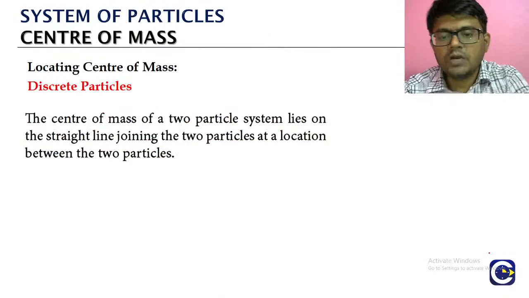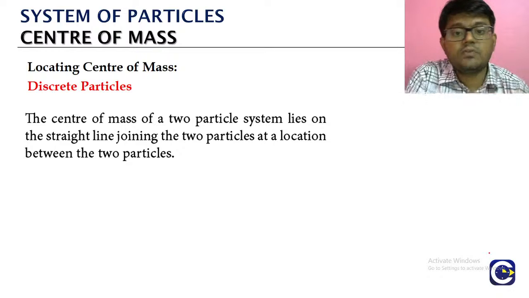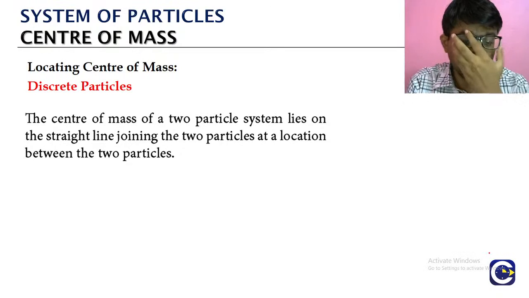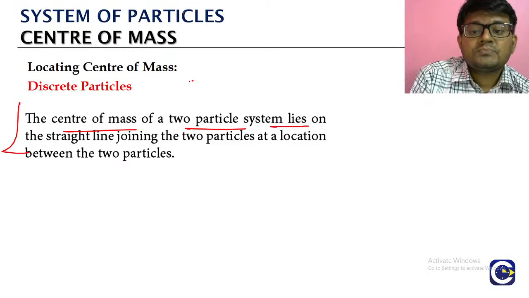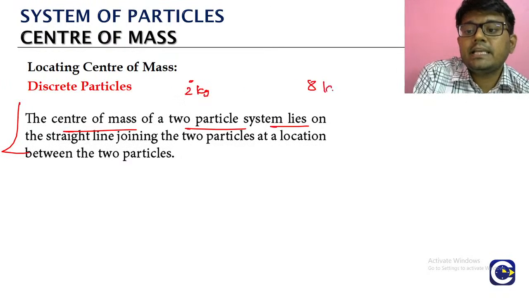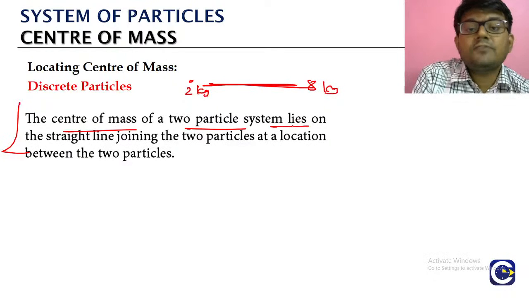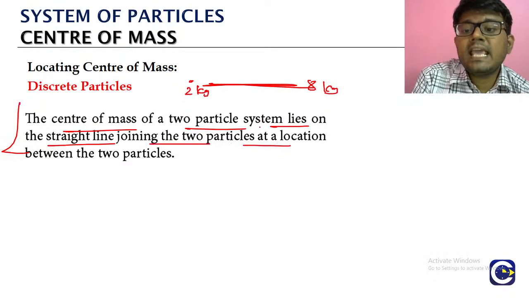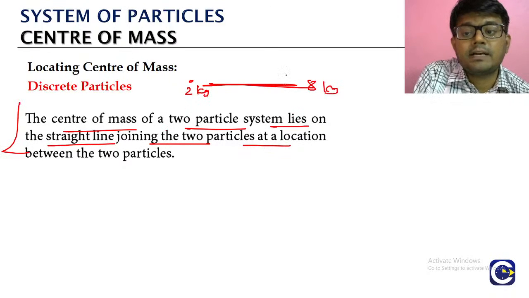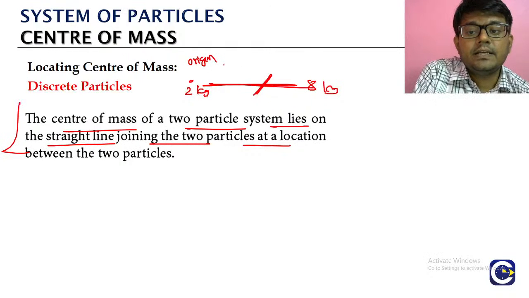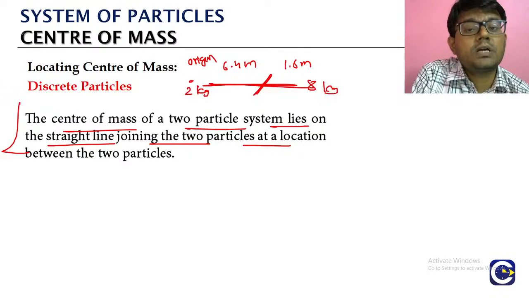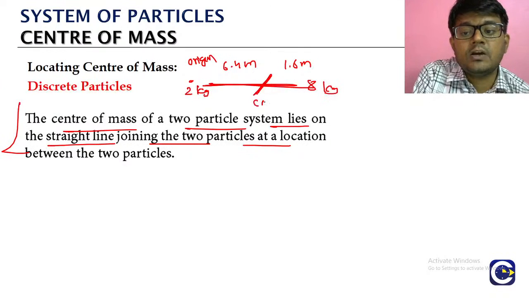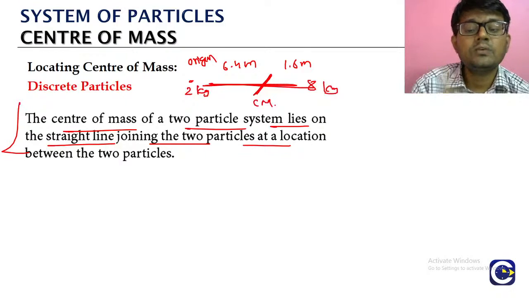Okay, now here we will see some of the results. Already we have got some of the things, right? We will see the center of mass of a two particle system, like the way we discussed the 2 kg and 8 kg example, right? Center of mass of a two particle system lies on the same straight line joining the two particles. Remember, from the origin, this is what we took as origin, it was at a distance of 6.4 meters. From the 8 kg, it was what? 1.6 meters, right? So it is lying on the same straight line between the two.